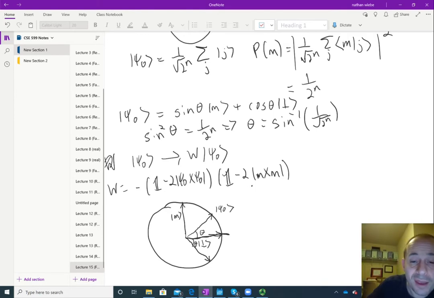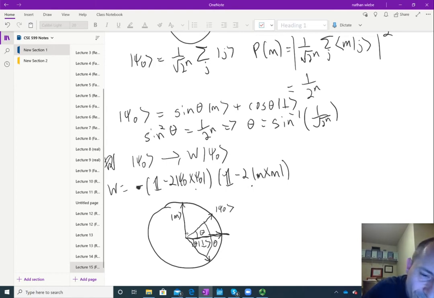Okay. Next, what we do is we reflect this vector about the original state. And that ends up coming from the minus sign. So we're not reflecting about the space orthogonal to the initial state, because the minus sign makes it a reflection about the initial state. So when we do that, note that this angle over here is 2 theta.